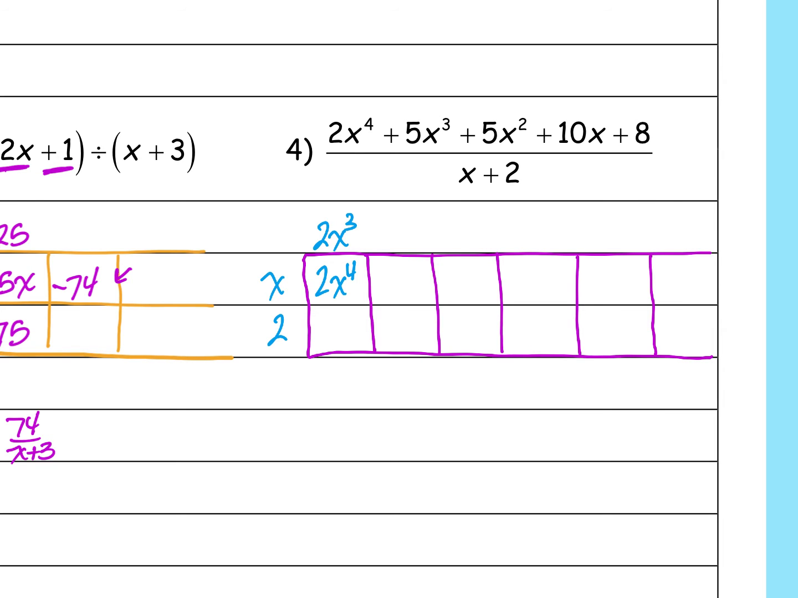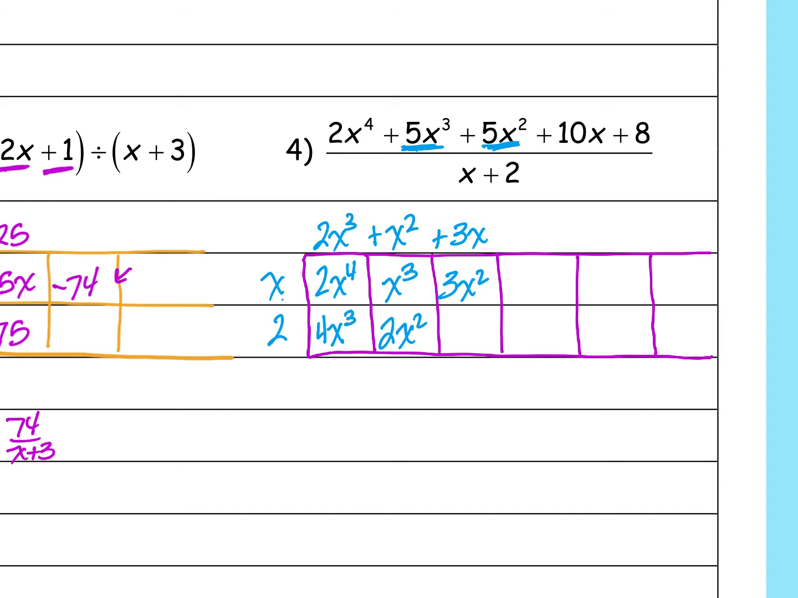2x cubed. And 2x cubed times 2 is 4x cubed. And what do I add to 4x cubed to get 5x cubed? x cubed. And x times what gives me x cubed? Plus x squared. And x squared times 2 is 2x squared. And what do I add to 2x squared to get 5x squared? 3x squared.